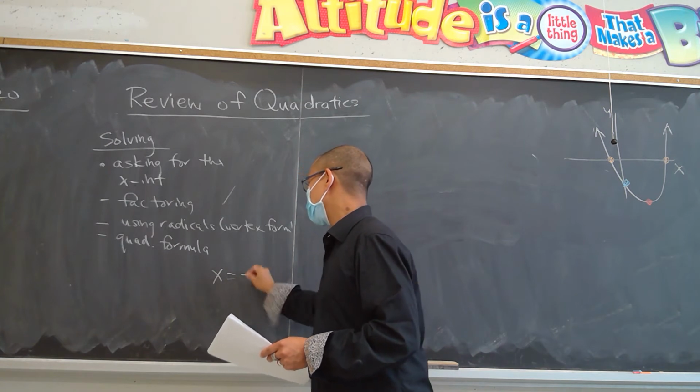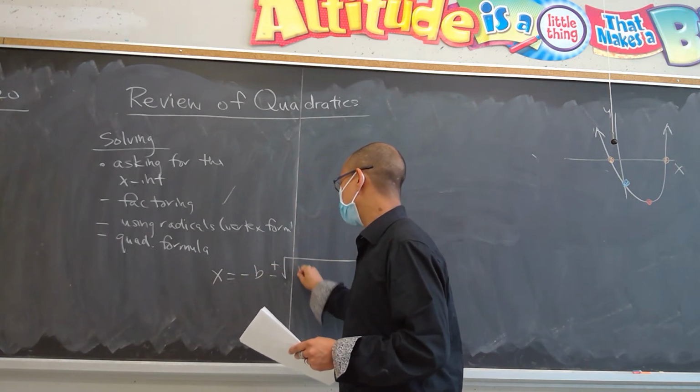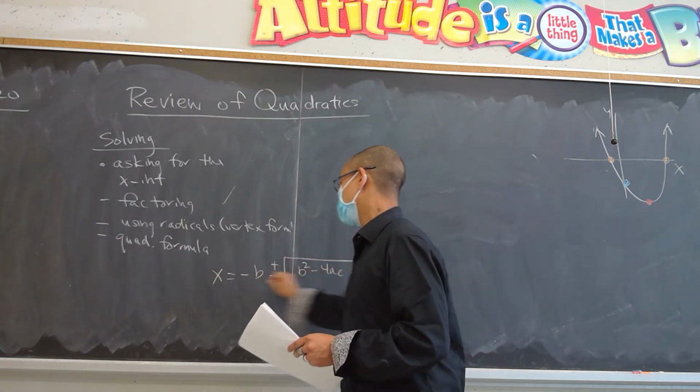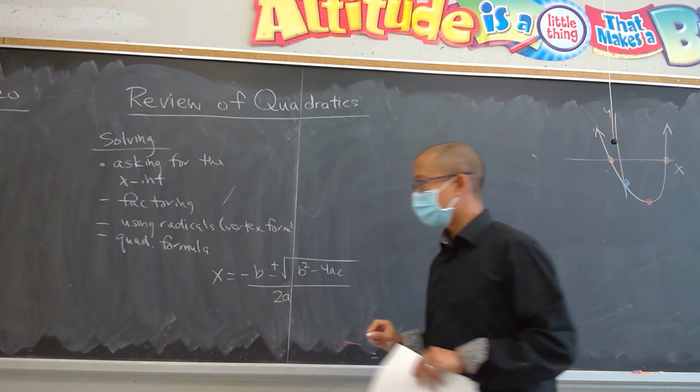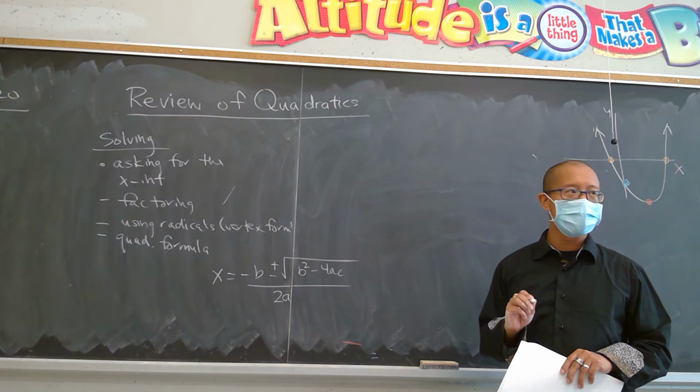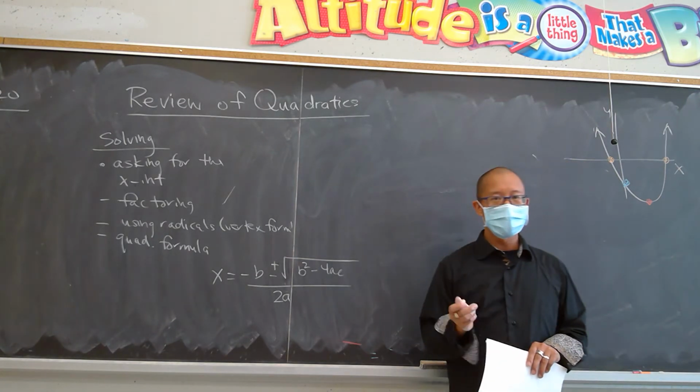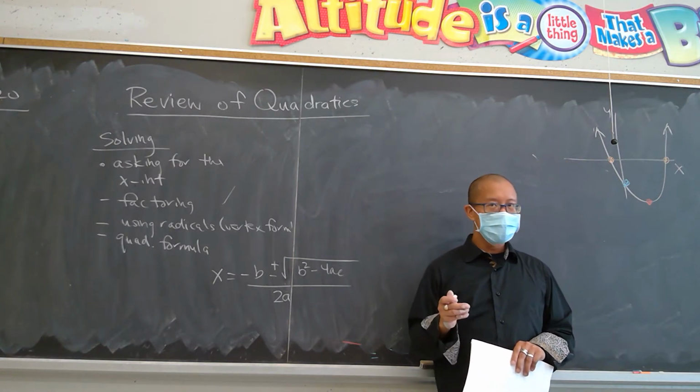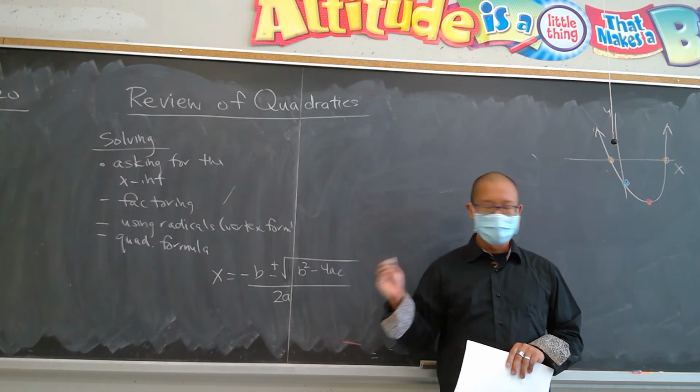It is as follows. In standard form, we have the a, b, and c values. The way we articulate it is negative b plus or minus the square root of b squared minus 4ac, all over 2a.